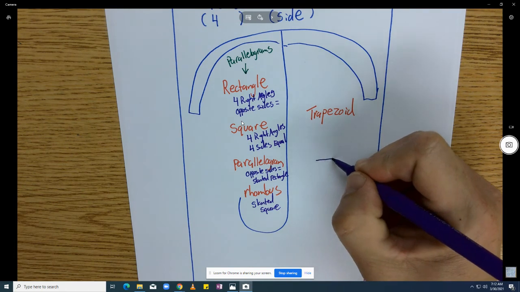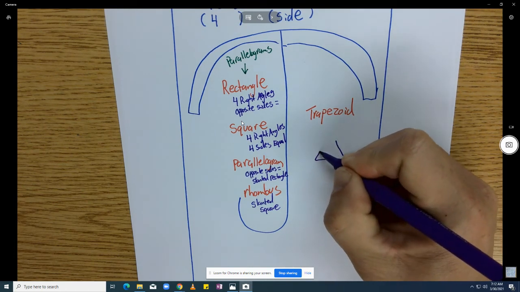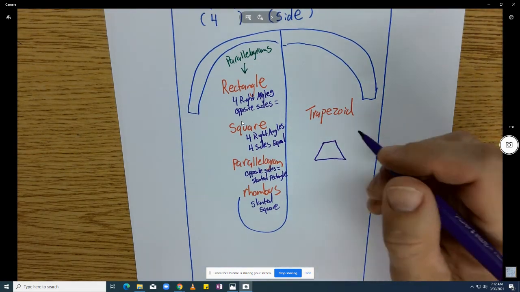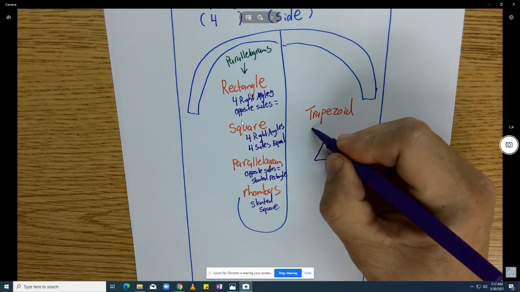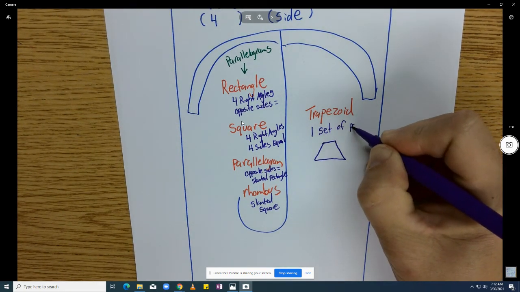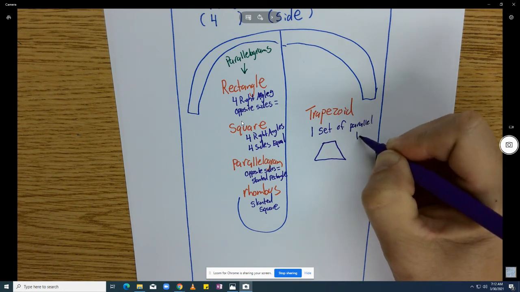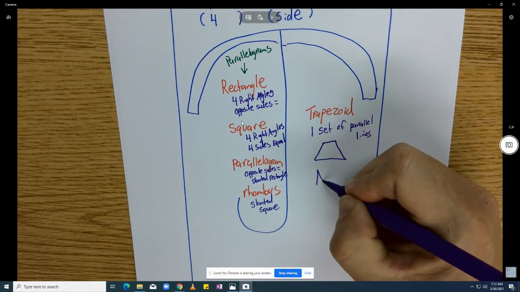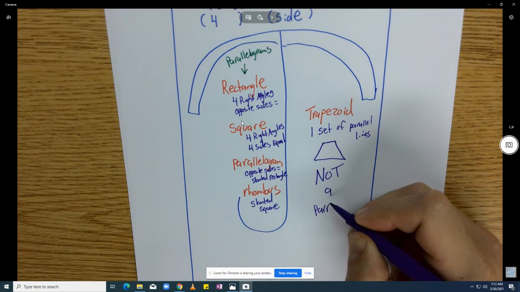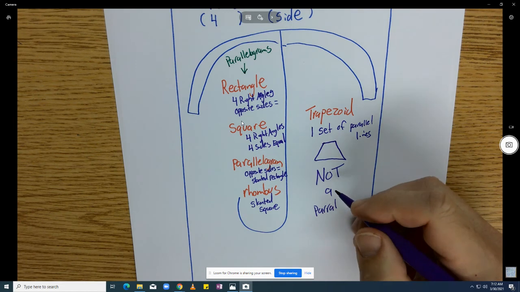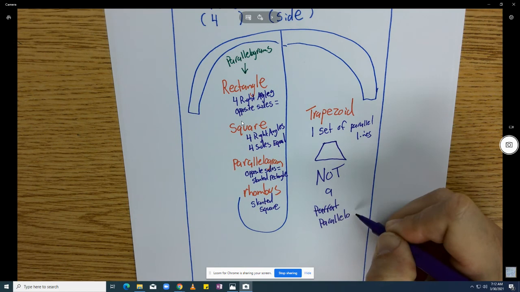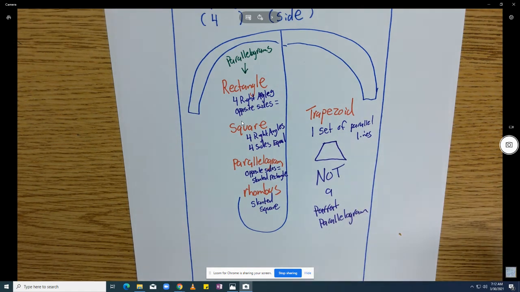And then finally a trapezoid. Let's draw one because I feel like kids don't know what a trapezoid is. It looks like this. It can look different, but most commonly it looks like this. And a trapezoid only has, this is what's big about it, 1 set of parallel lines, not a parallelogram. Parallel, only 1 R. Oh my gosh. Parallelogram. It's not a parallelogram.